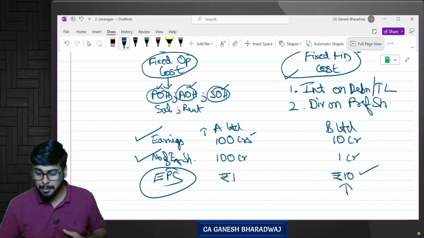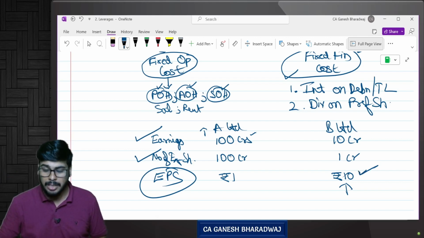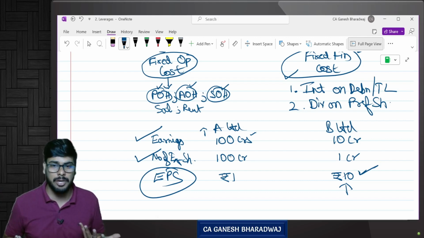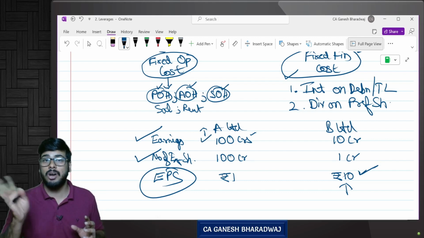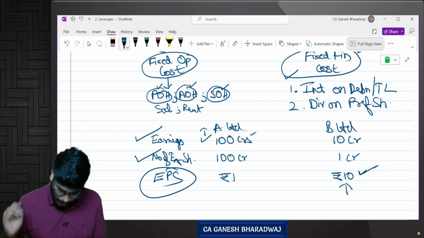I would any day prefer B Limited. Why? Because for every share that I am buying in this company, it earns 10 rupees. Whereas for A Limited, for every share, it generates only 1 rupee. Are you clear with this? So more earnings does not mean more EPS. So this is one important understanding that you need to have.